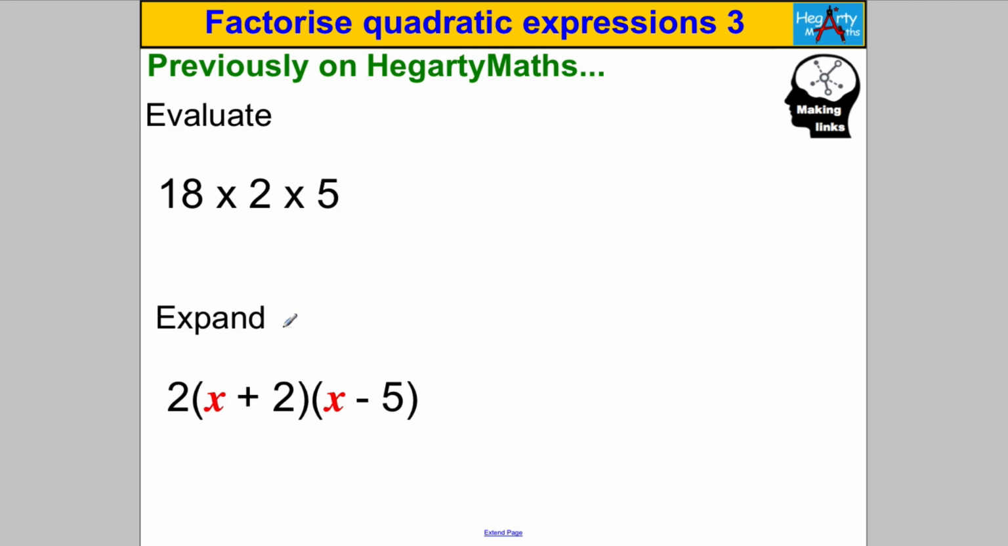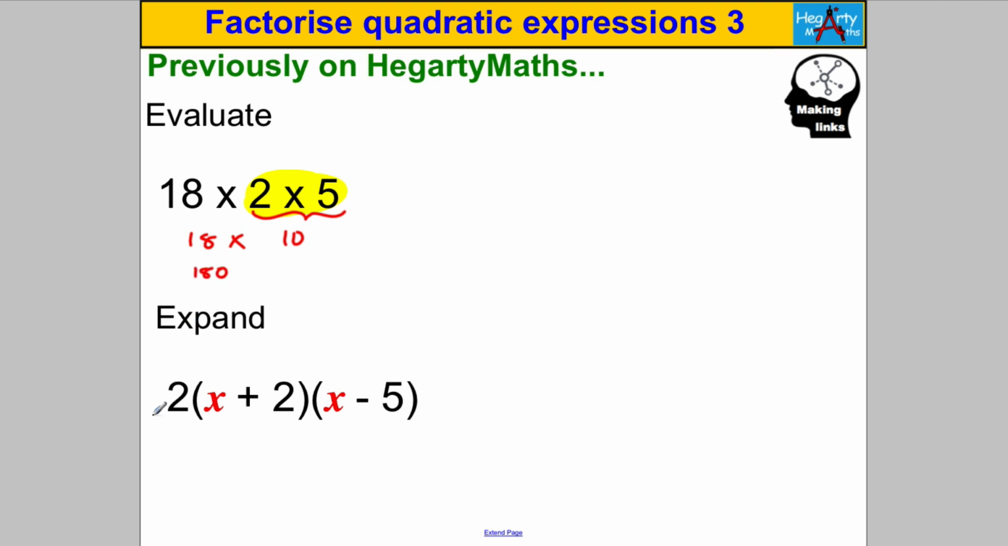Just before we do that, I just want to do a tiny bit of expanding to show you the type of expressions I'm dealing with. In the past I've asked you to evaluate this. Pause the video and double check how to do that. Well, hopefully you thought to yourself, because multiplication is commutative and associative, I can do the 2 multiplied by 5 first, which is 10, and 18 multiplied by 10 is 180.